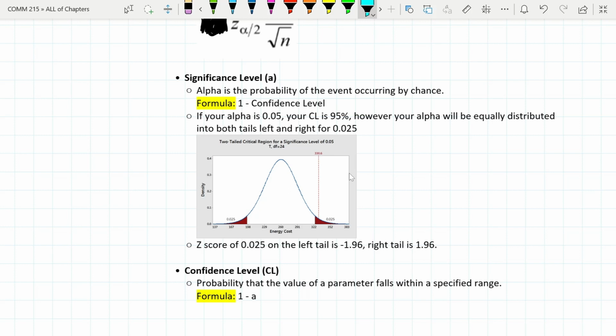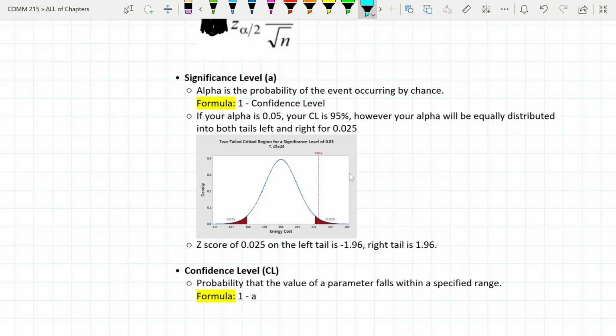So using our alpha or finding our alpha can help us find our confidence level, and we could say the exact same thing. So let me just say this before. The z-score of 0.025 on the left tail is negative 1.96, and the right tail is 1.96 because it is a normal distribution and is identically symmetrical.